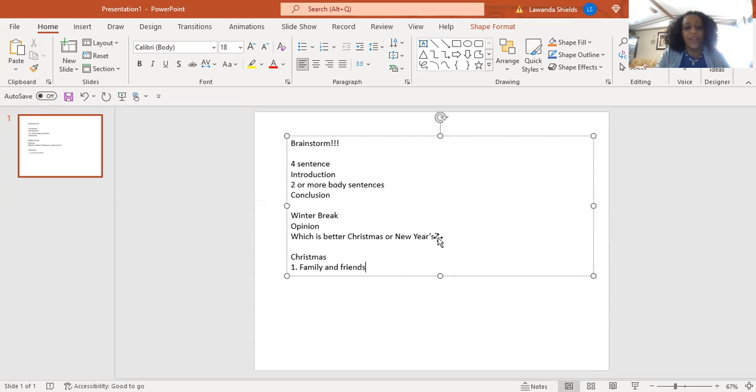For me, it would be family and friends gather. We exchange gifts. There's lots of food. And let's see. School is out, which is a plus for students and teachers. Of course, that could go with both.